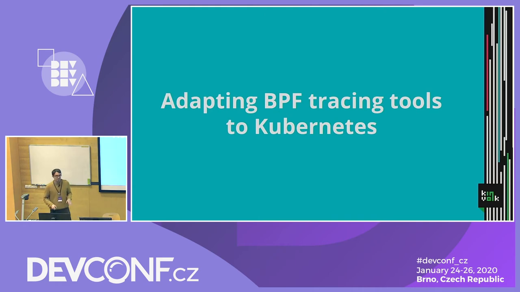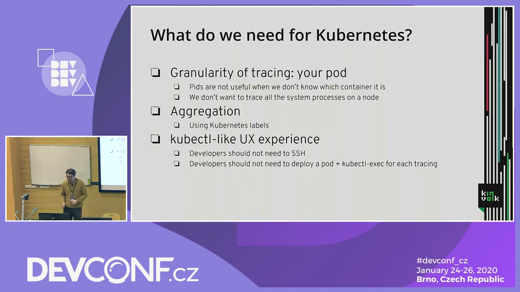So that was for Traceloop. Now, how do we adapt this kind of tool to Kubernetes? For Kubernetes, we usually don't care about specific PIDs. The granularity of tracing is usually the Kubernetes pod. And we usually use concepts like Kubernetes labels to select the different pods. And the user doesn't want to use SSH, but wants their own kubectl style interface.